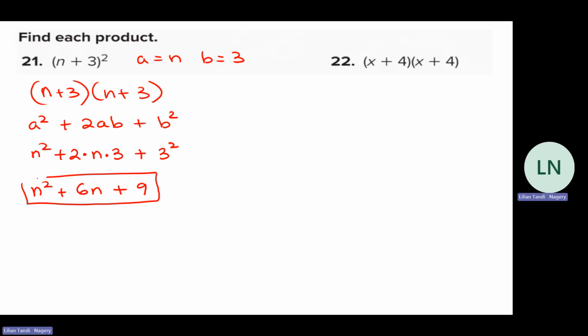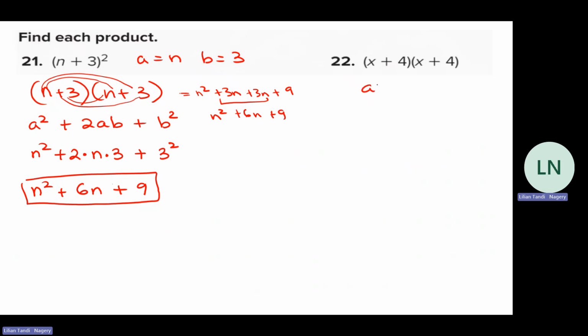If you don't want to use the rule or you forget the rule, then do distributive property. N times n, n squared. N times 3, positive 3n. Positive 3 times n, positive 3n. Positive 3 times 3, positive 9. And this gives you n squared plus 6n plus 9, which is the same. I prefer you remember the rule, but if you forget, do distributive property.